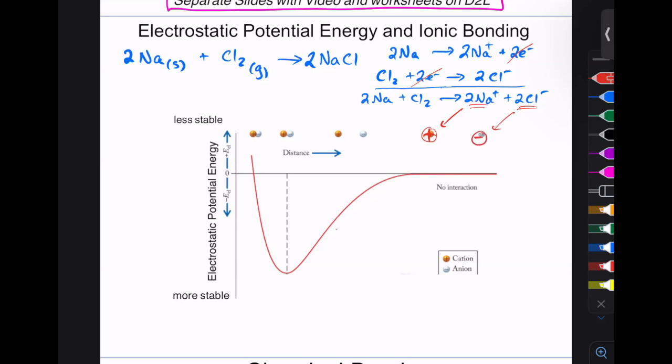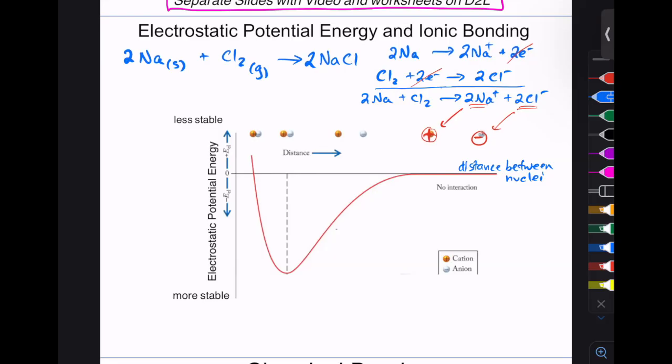Now, on this graph, we've got distance on the x-axis. It's not labeled. So this is going to be our distance between the nuclei. And we don't need to put a scale on here. This is just going to be a relative distance. When we start far apart, we formed the ions already, right? That's a separate issue. They formed, we know why they formed. Once they're formed, we know that positive and negative attract each other. But we're going to start with them far away where there's no interaction.